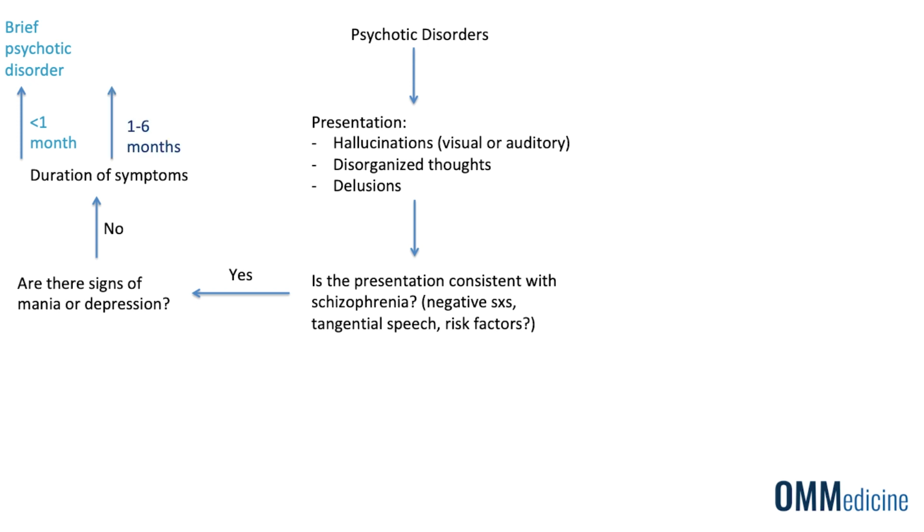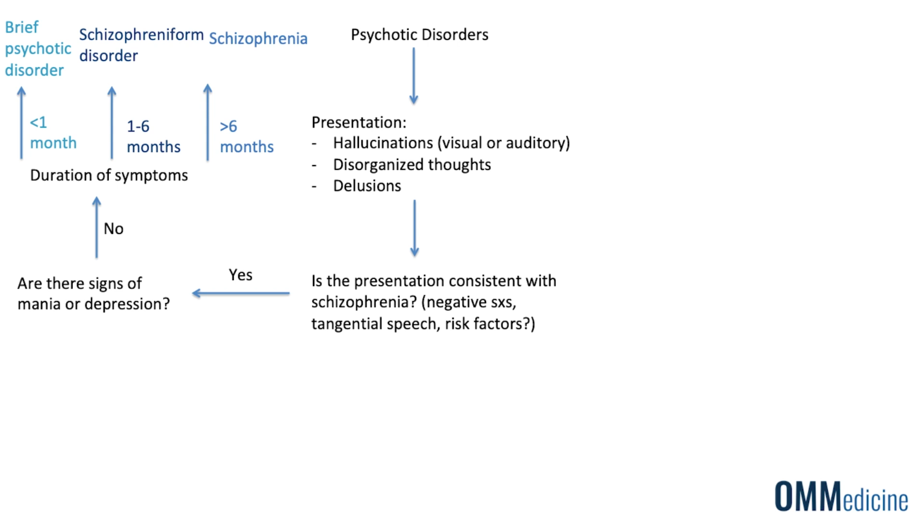If the patient has had psychotic symptoms anywhere between 1 and 6 months, then that would be considered Schizophreniform Disorder. And if the patient has had the psychotic symptoms for greater than 6 months and there have been multiple episodes, then this would be considered schizophrenia.